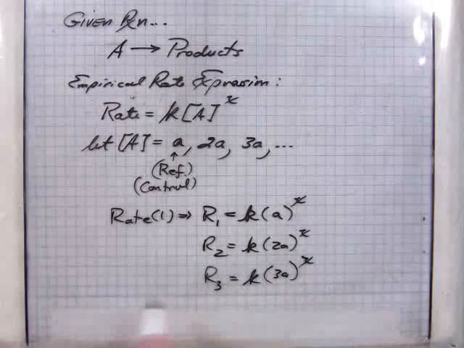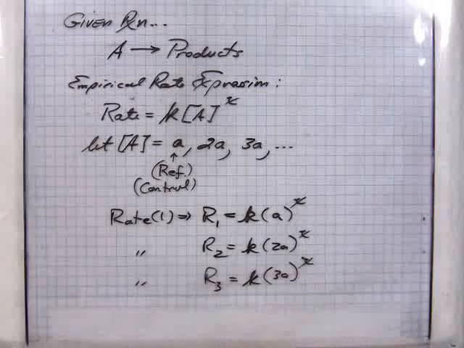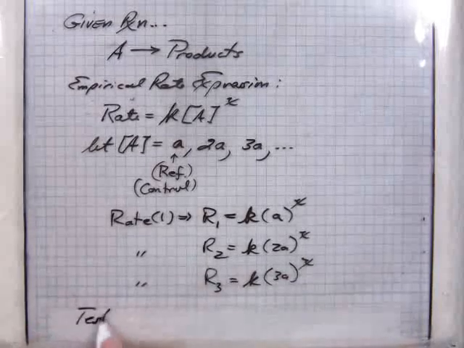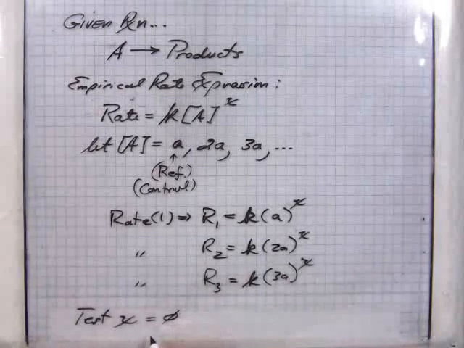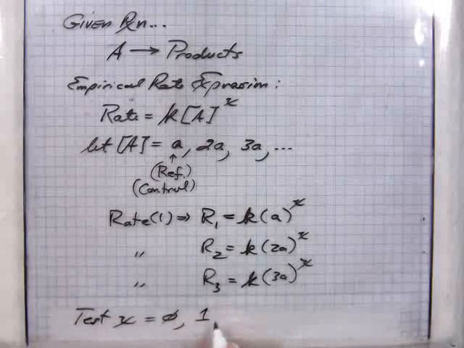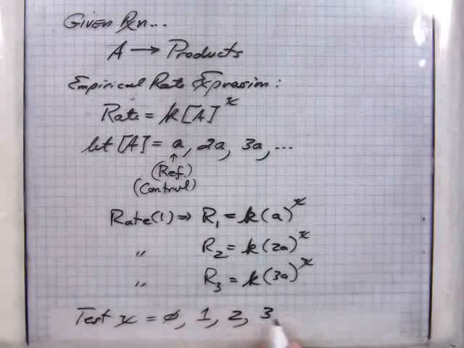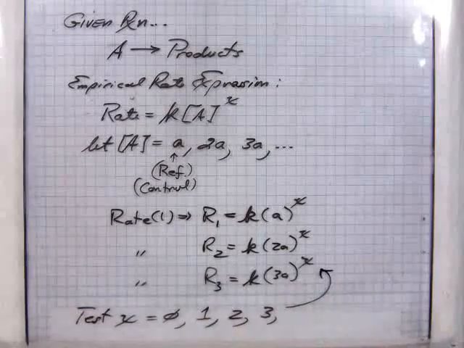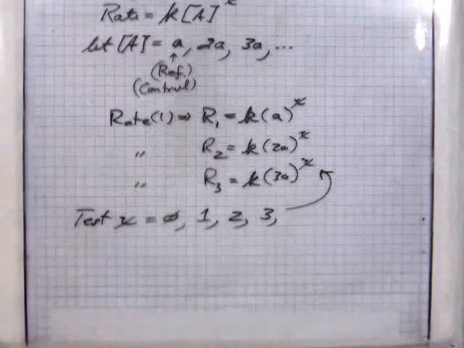So we want to test 1, 2, and 3. We want to test X equals 0 power, 1 power, 2 power, maybe a 3 power. So that's what we want to test and see empirically what the result is.